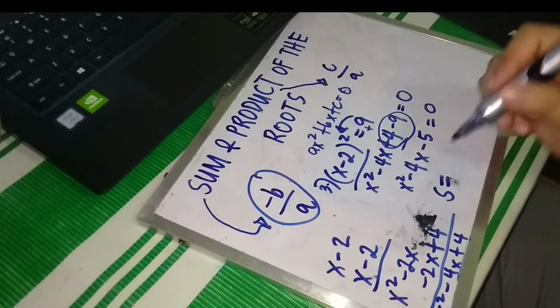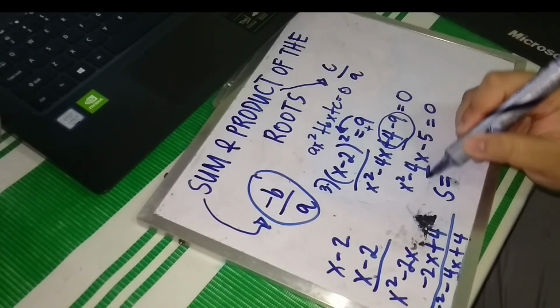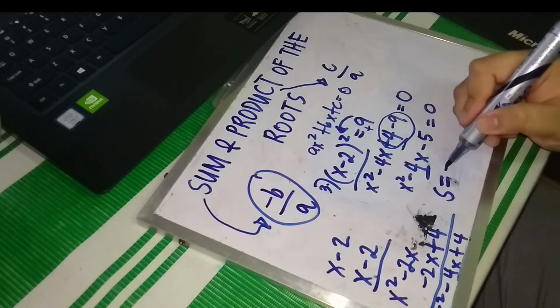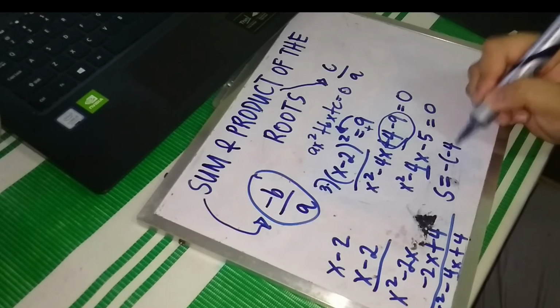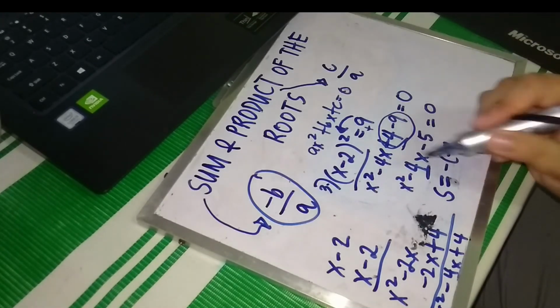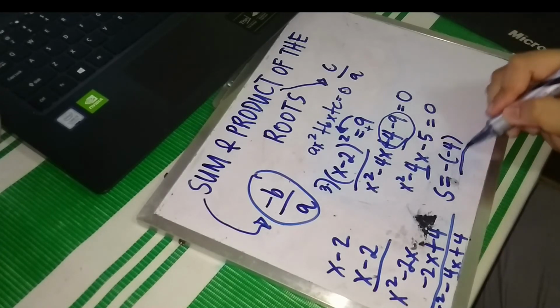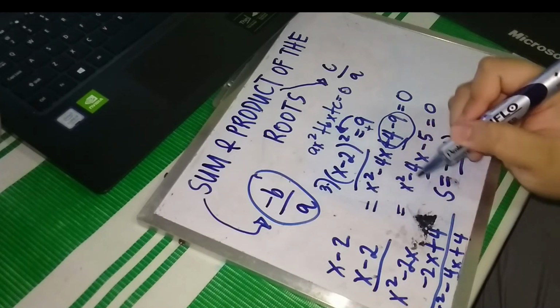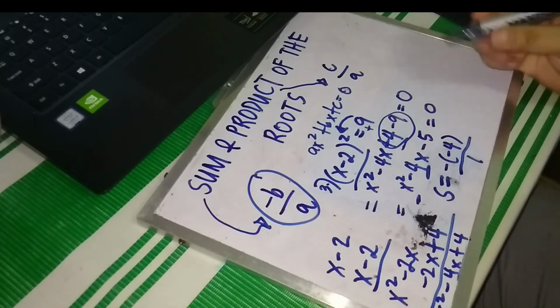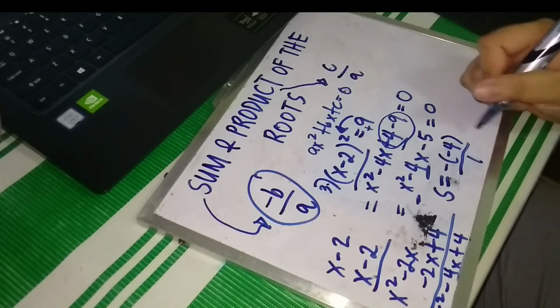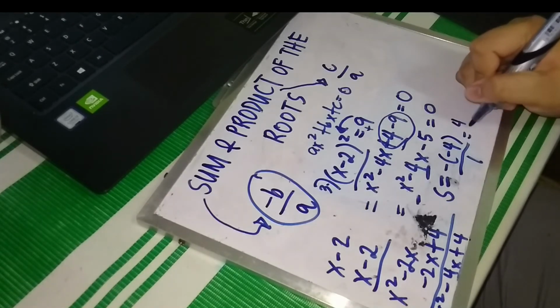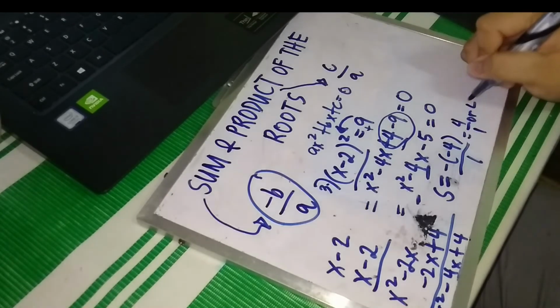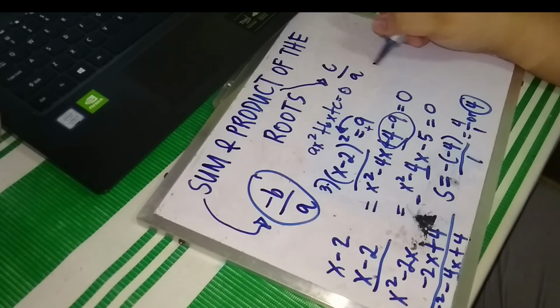And our b is this one, negative 4. So, negative times negative 4. Basta huwag iiwan yung sign niya. Over, our a is 1. So, if we simplify it, is equal to 4 over 1 or 4. And then, let's have the product.